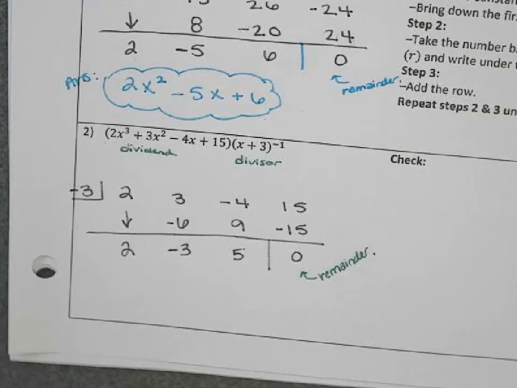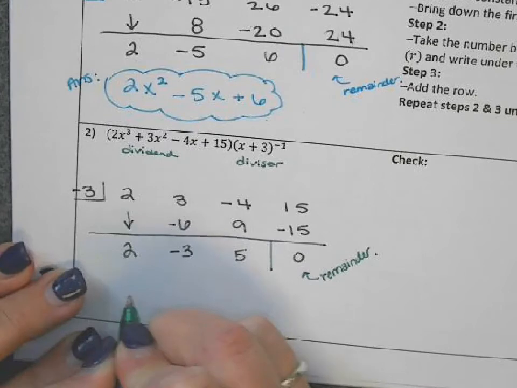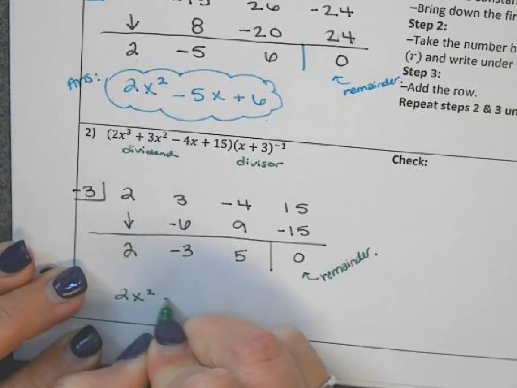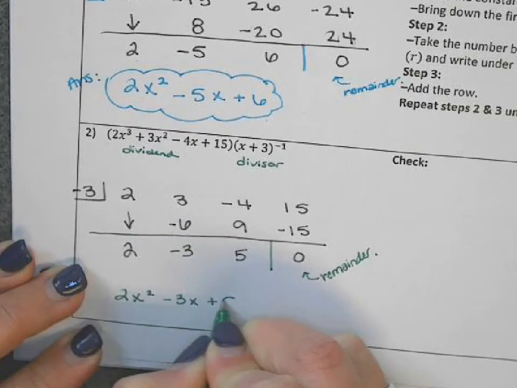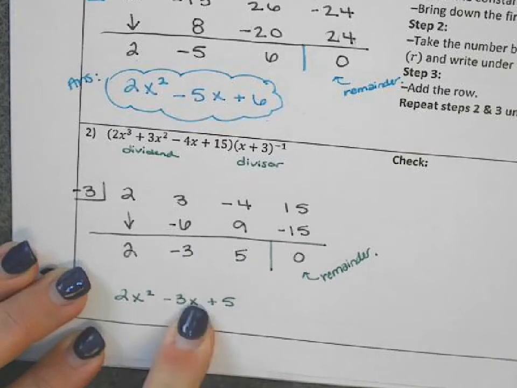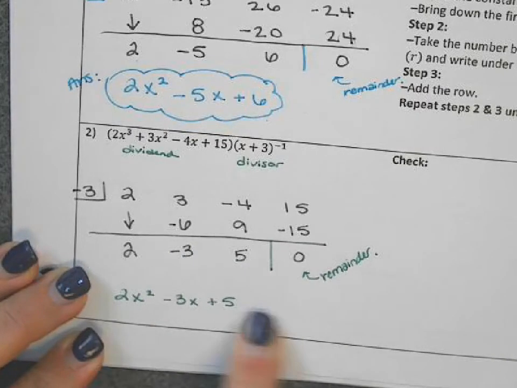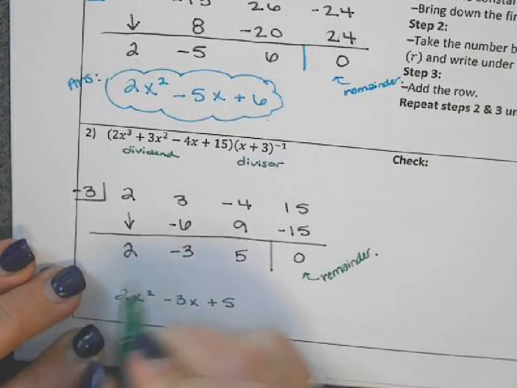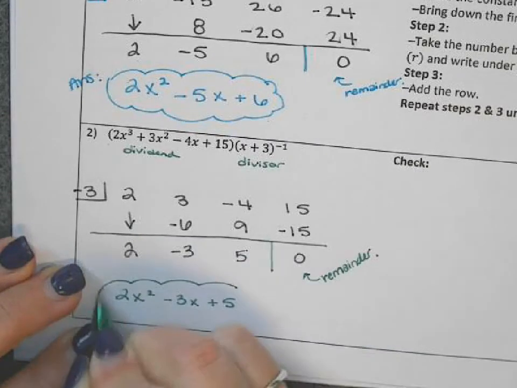Preston, go ahead. What do we got? 2x squared minus 3x plus 5. Let's double check. We had a degree 0, 1, and 2. They were all in order, and we didn't have a remainder. That looks good. So this would be your answer.